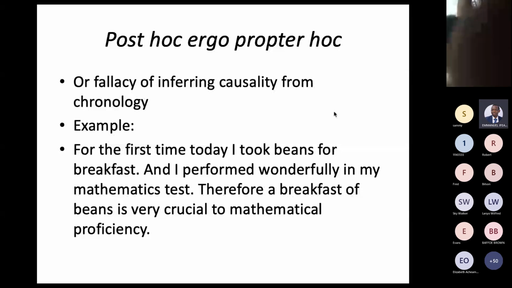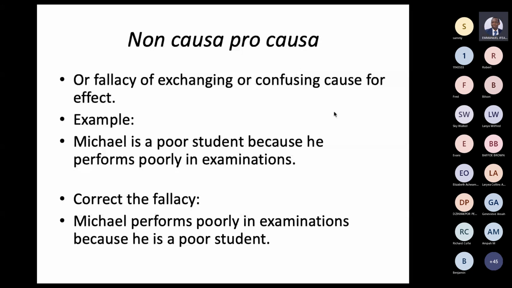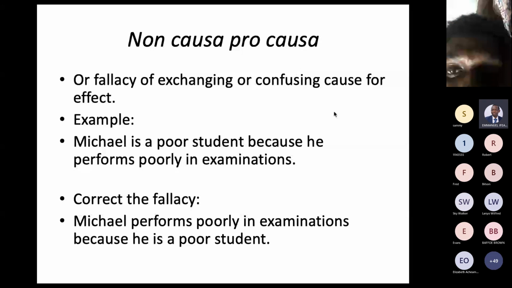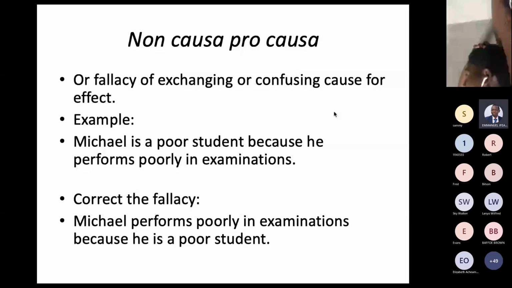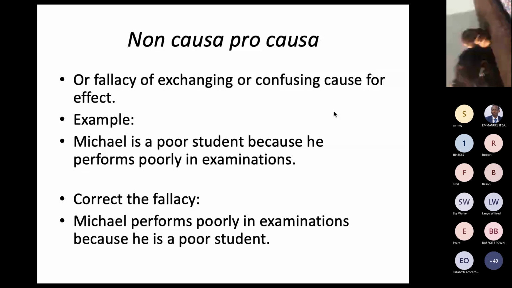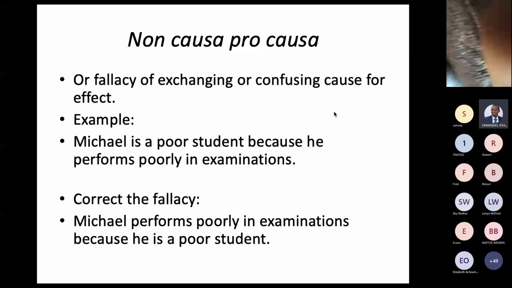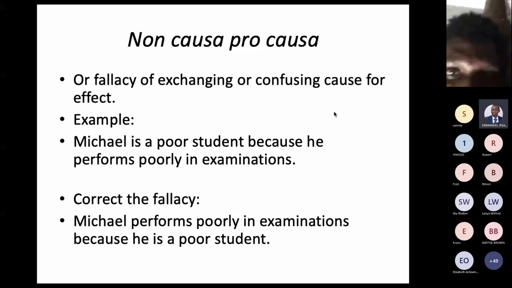Okay, now non causa pro causa, or the fallacy of exchanging or confusing cause for effect. You assume that a cause is in fact an effect, and an effect is in fact a cause. Example: Michael is a poor student because he performs poorly in examinations. Correct the fallacy: Michael performs poorly in examinations because he's a poor student. Look at the difference between the two. The reason why Michael performs poorly in examinations is because he's a poor student, not the other way around.